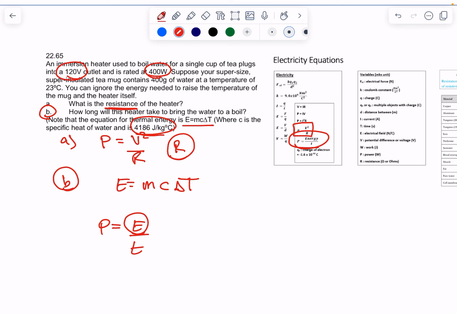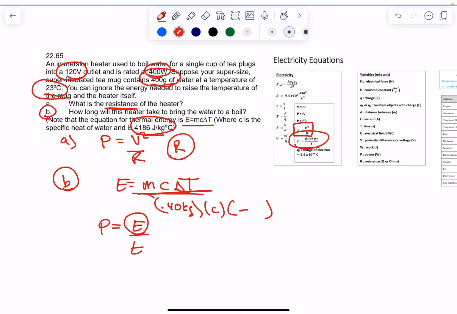So how did I do this? Oh, I solved for energy using this equation, right? Yeah, that's what I did. So I did the mass. We knew the mass was 400 grams, which would be 0.4 kilograms, times the C, times the change in temperature. The change in temperature went from 20-some degrees, 23 degrees, to 100, so about 77 degrees. And that gave me the E.